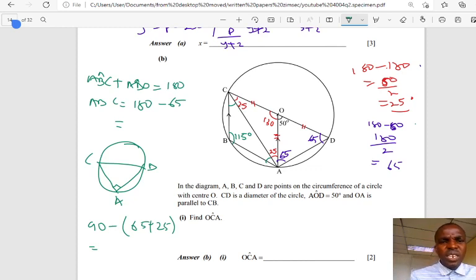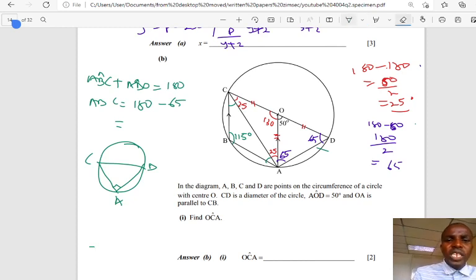This one is 50. 50 from 180, you get 130 here. Then 130 divided by 2 is 65. So 65 plus 25 is 90. So this one is already 90. So angle CAD is 90 degrees already. It's shown there.